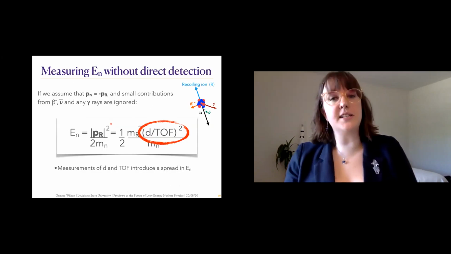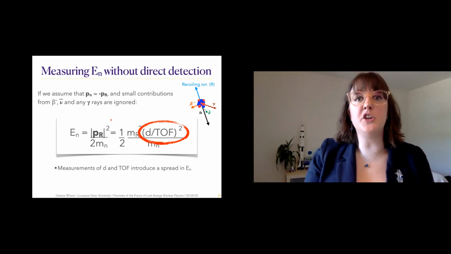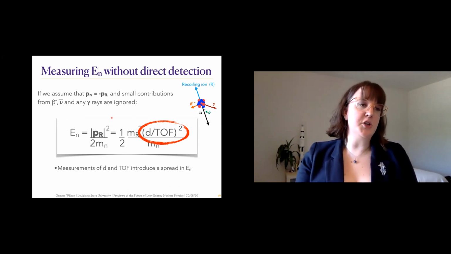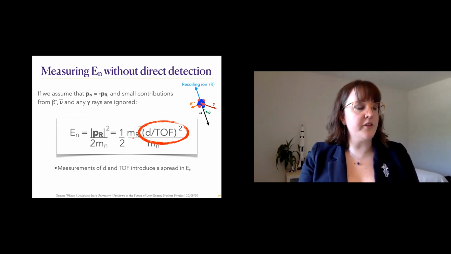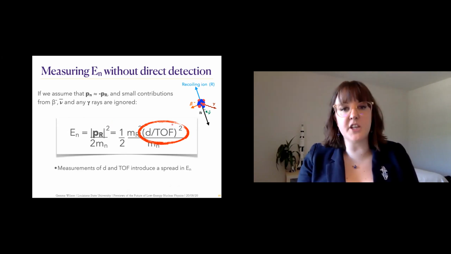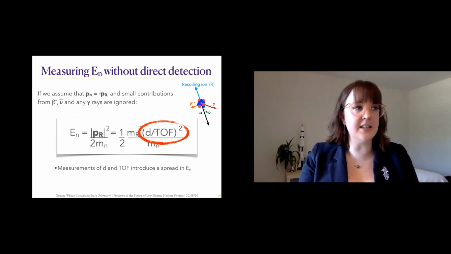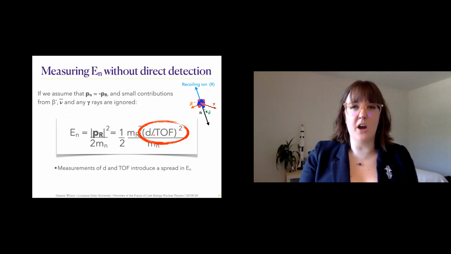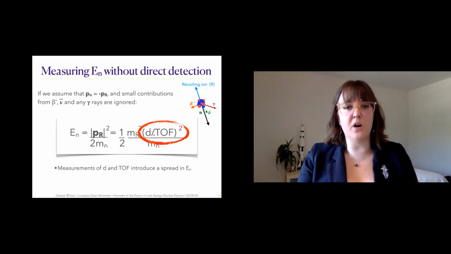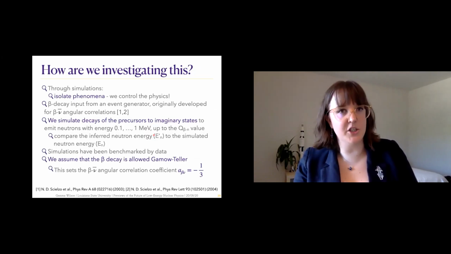So when we're reconstructing our neutron energy, we can introduce a spread in the neutron energy by our experimental measurements. So if we look first at the errors associated with measuring the distance and the time of flight, how do we actually do this and make a robust study of it? Well, we do it through a simulation.